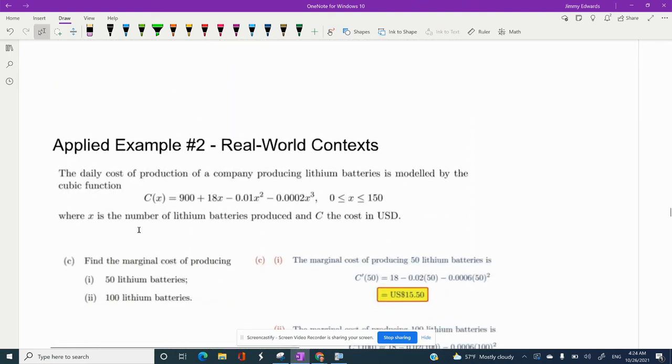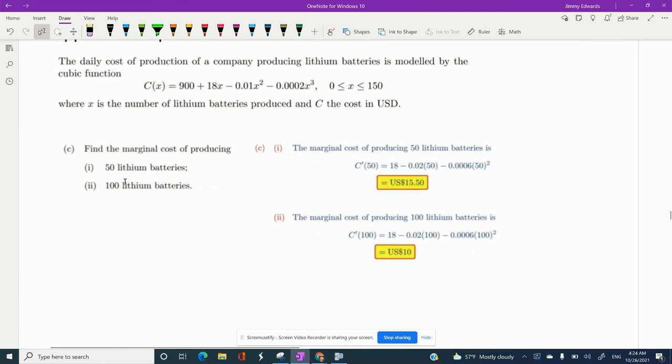Okay, and then part C is just plugging in a few x values. The marginal cost for producing 50 lithium batteries. We just found in part B that the marginal cost meant the derivative. So we're just going to plug 50 into the derivative, and we get $15.50. Plugging 100 into the derivative, we get $10.